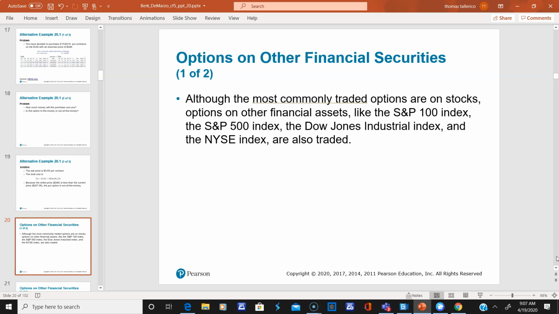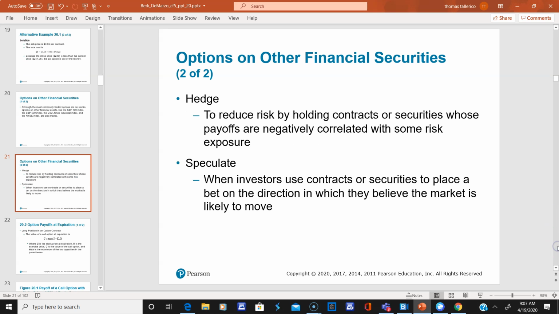All right, so basically the different types of contracts. Stocks are the most commonly traded, but you can also trade on indexes, as we just saw. So you can trade on indexes. All right, so these are two important words. A lot of people use options to hedge or reduce their risk. All right, hedging means reduce risk. So just want to make that point.